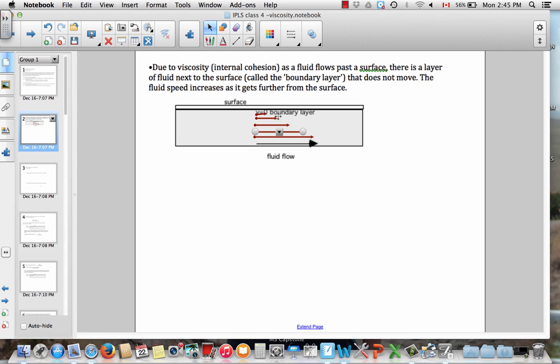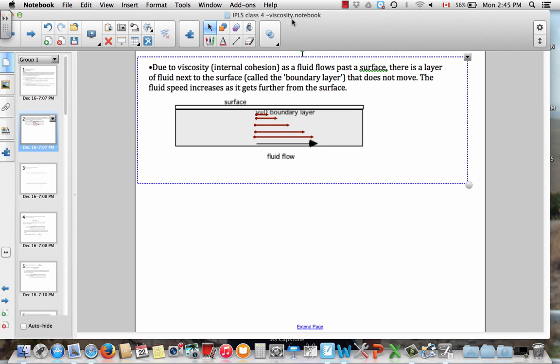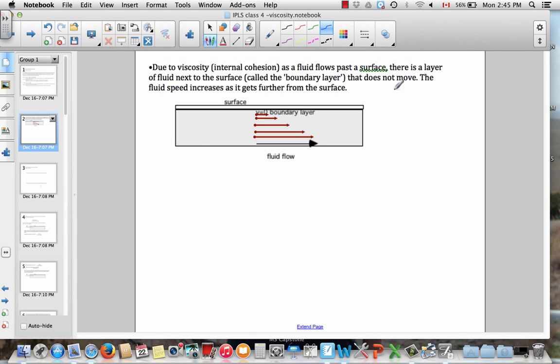Let's try and get those straight. So we'll just highlight the text here. There's a layer of fluid right next to the surface that does not move.